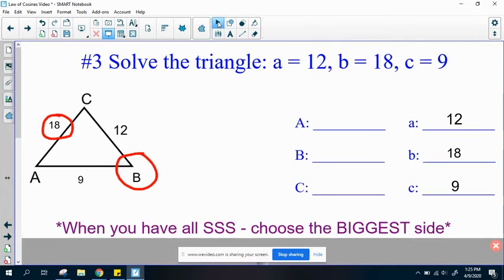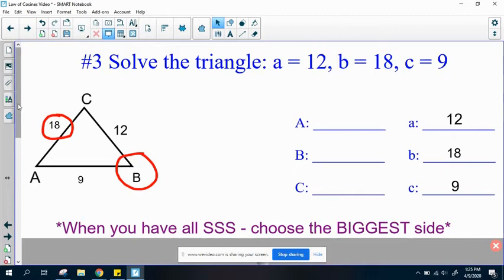Okay, and there is a big mathematical reason behind that, but without making the video too long, I'm just going to tell you to always choose the biggest side when you're given sides. Okay, when you're doing law of sines, you want to choose the smallest one, sine small, SS.